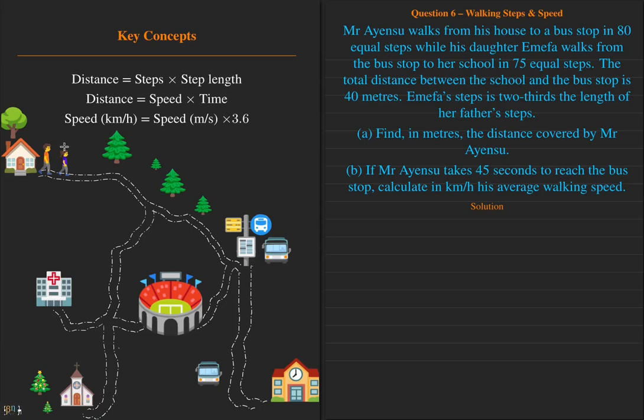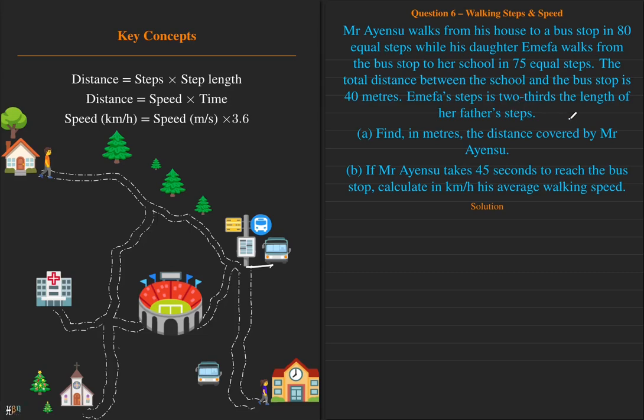Now, when they both get to this side, the daughter continues in 75 equal steps to the school. And I'm sure the man, after bringing the daughter to this point, then goes back. So it's saying the total distance between the school and the bus stop is 40 meters. That is to say, if this is our bus stop, we are measuring the distance from this point all the way to the school. It is 40 meters.